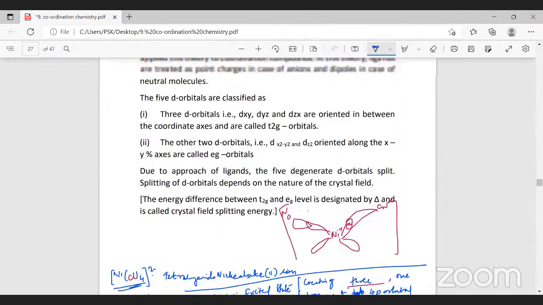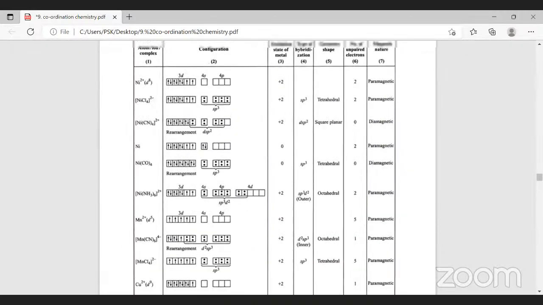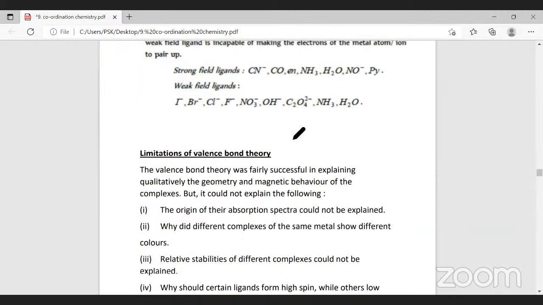Now, we have learned the valence bond theory. We will learn crystal field theory a little later today. Now, what are the limitations of valence bond theory? Before we understand the limitations of valence bond theory, we should understand something called the spectrochemical series.